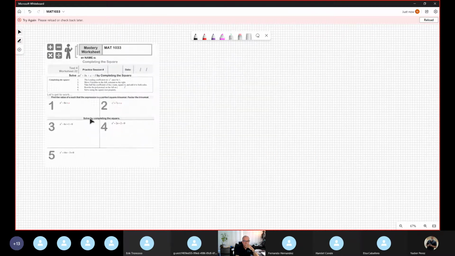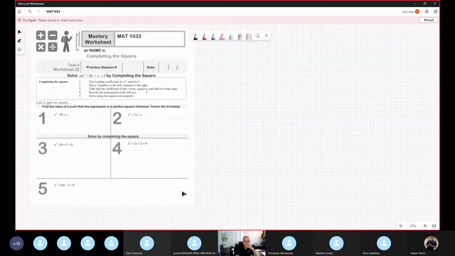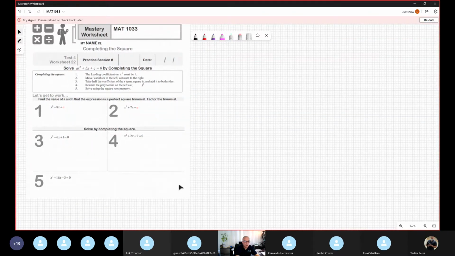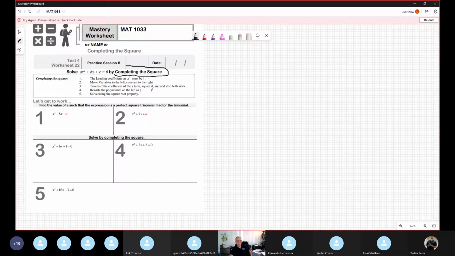Okay. In this case, we have to find the value such that the expression is a perfect square. This is the completed square. I don't explain that in detail here. I promise in college algebra I explain it in detail again. But no problem, let me try to explain.